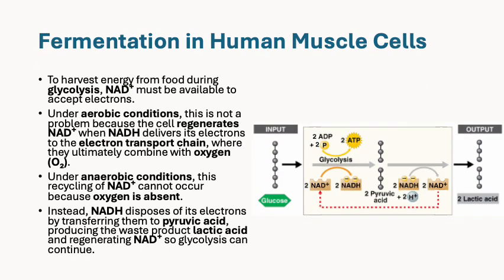For glycolysis to continue, NAD+ must be available to accept electrons. Under aerobic conditions, NADH delivers its electrons to the electron transport chain, and NAD+ is regenerated. However, under anaerobic conditions, oxygen is not available, so the electron transport chain cannot function. In human muscle cells, NADH transfers its electrons to pyruvic acid instead. This produces lactic acid and regenerates NAD+, allowing glycolysis to continue producing a small amount of ATP. This process is critical during short bursts of intense activity when oxygen delivery cannot keep up with demand.